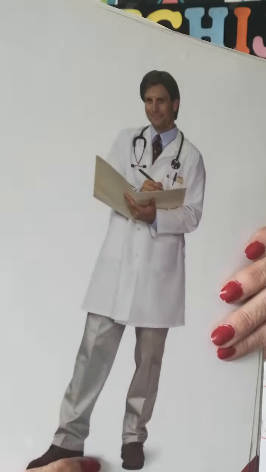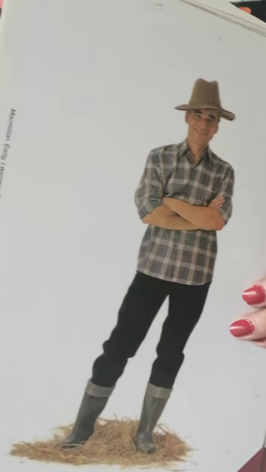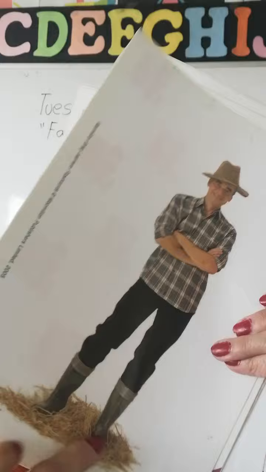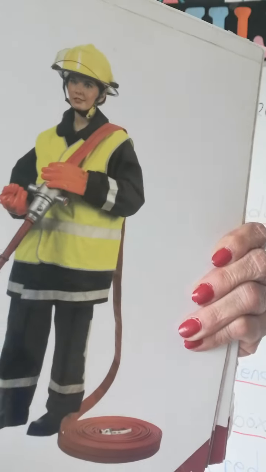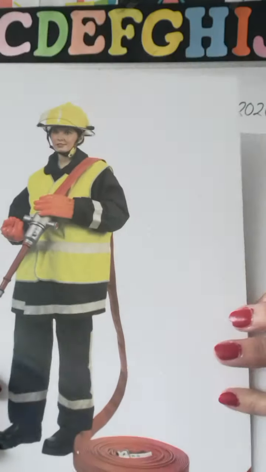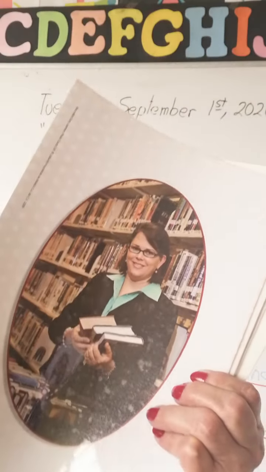Very good, kids. And what about this? Okay, he is a doctor. Very good. Okay, let's continue with this one. Okay, who's this? He is a farmer. Okay, and tell me, who's this? She is a firefighter. Can you see? Okay, let's continue with this one. Okay, she is a librarian. Very good, kids.